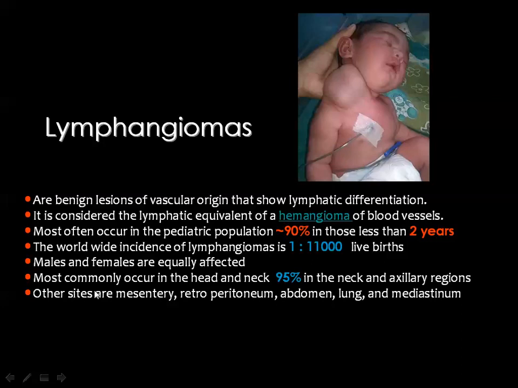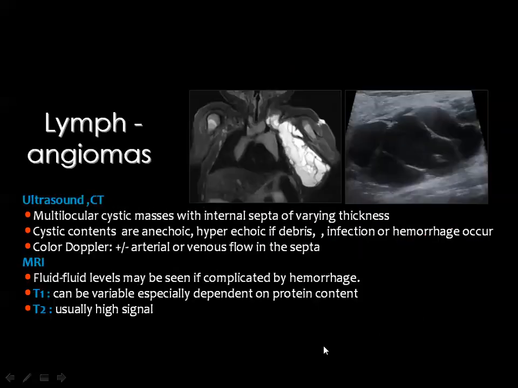Then this lesion is commonly seen in the head and the neck, sometimes extends to the axilla, and many times it goes to the mediastinum. This lymphangioma is also known as cystic hygroma, and on ultrasound it appears multilocular with hypoechogenicity and maybe acoustic enhancement due to cystic changes. Sometimes you get hyperechoic internal echoes due to debris, infection, or hemorrhage. And on the Doppler study, you may see some vascularity.